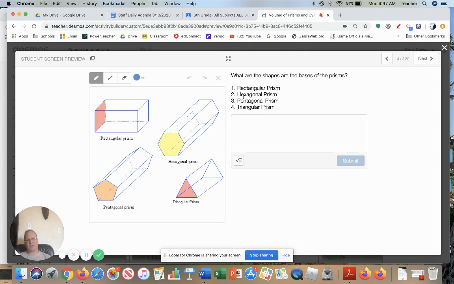What are the shapes of the bases? Number 1, rectangle. Number 2, hexagon. Number 3, pentagon. Number 4, triangle. This is a real easy screen.